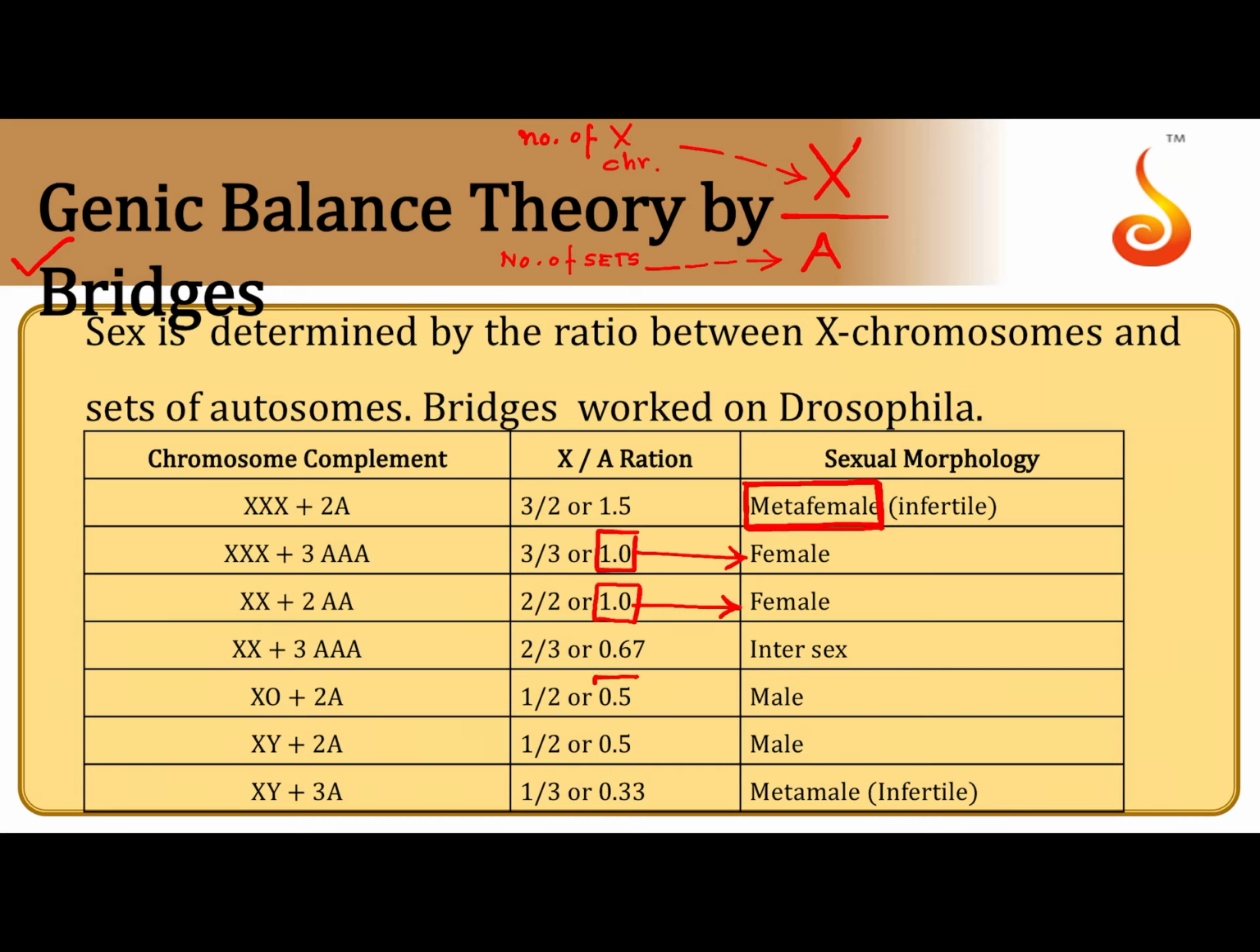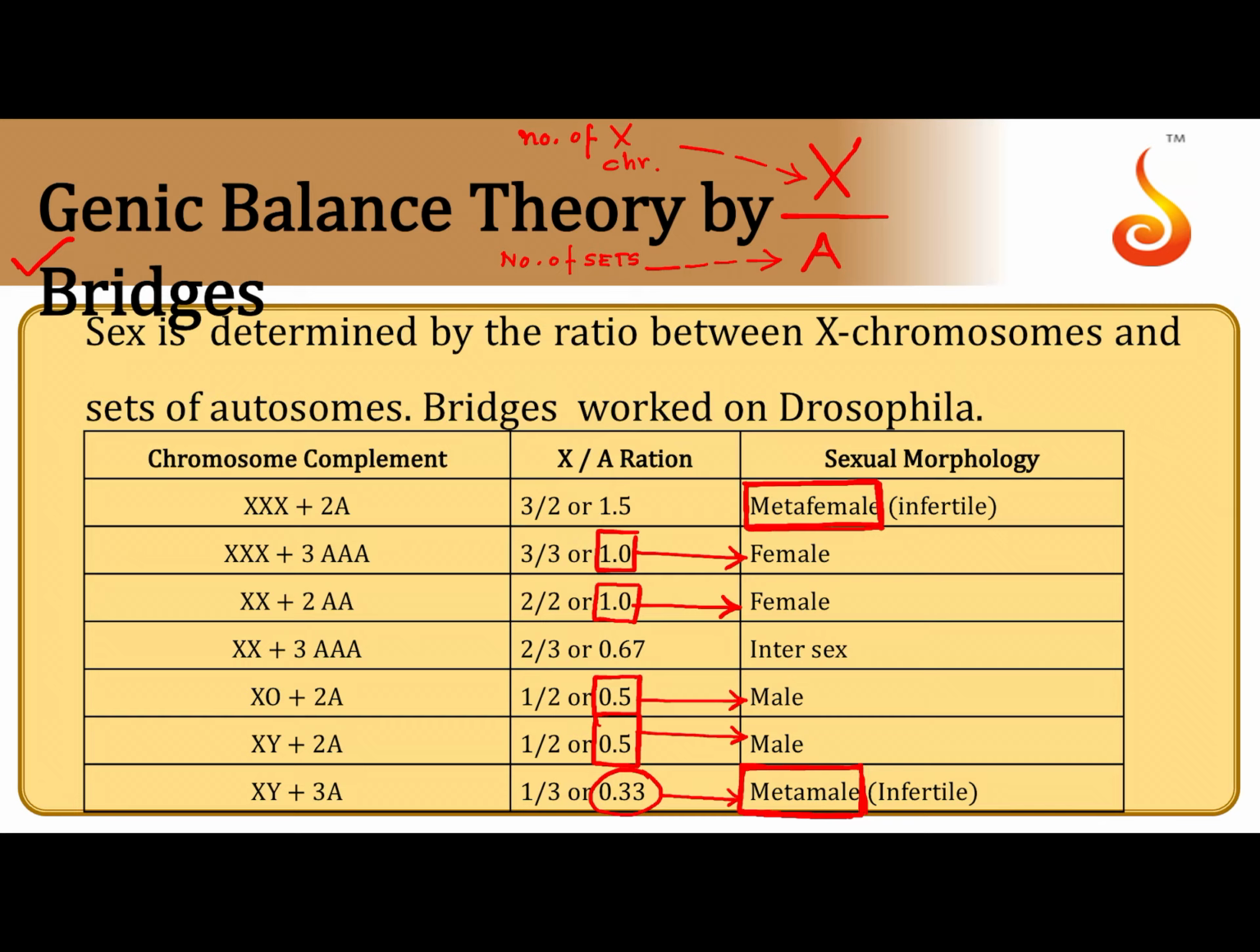Similarly, if the X by A ratio is 0.5, then the individual will be a male. However, if it is less than 0.5, the individual will be a meta-male. Generally, these meta-males and meta-females are so weak that they do not even emerge from the cocoon, from the pupa. So they may die at a very early stage in life. They are not viable at all.